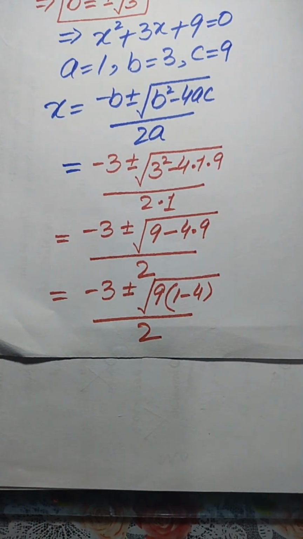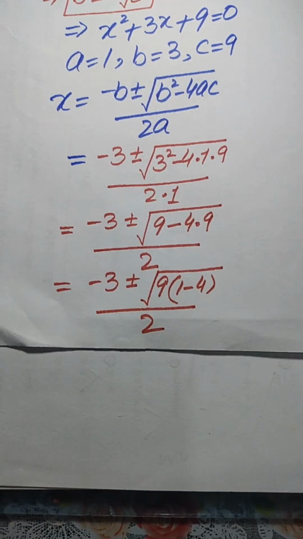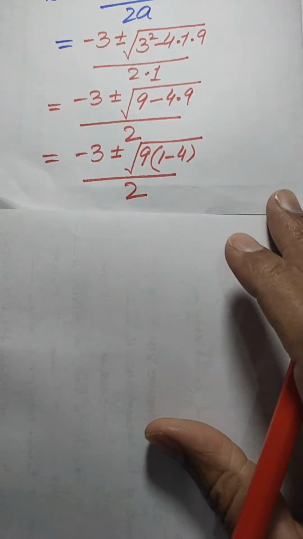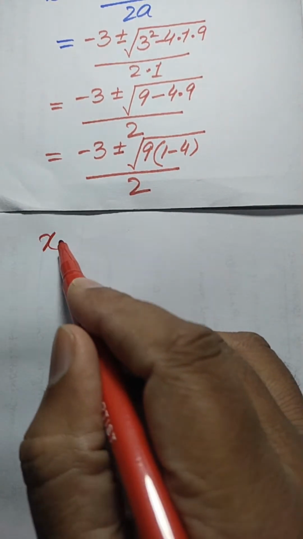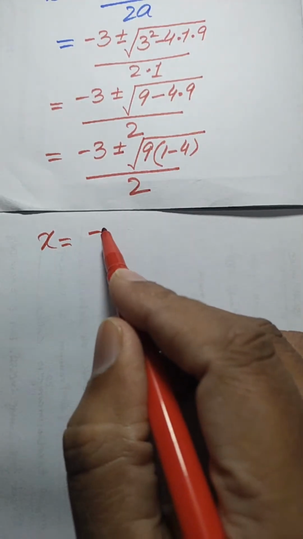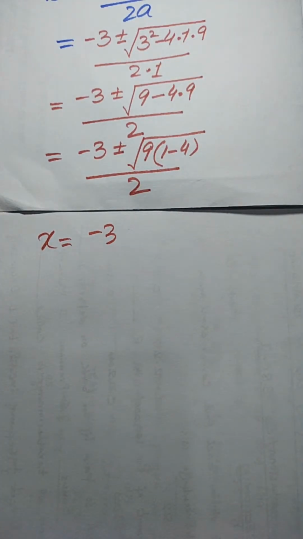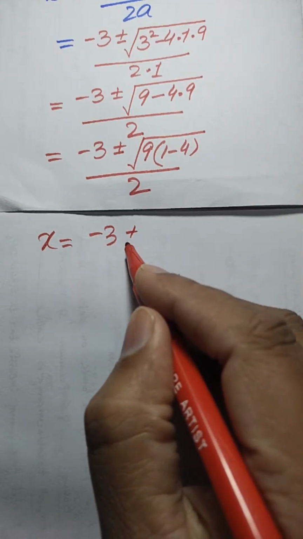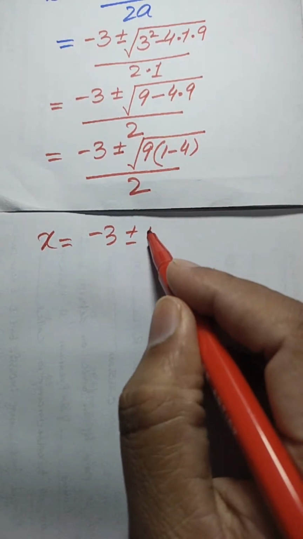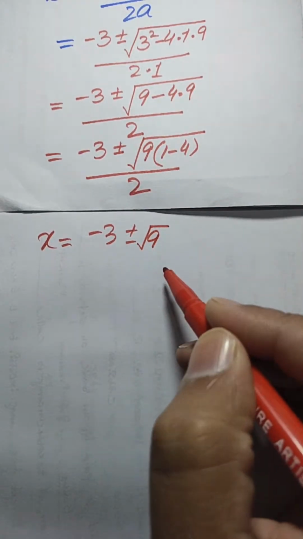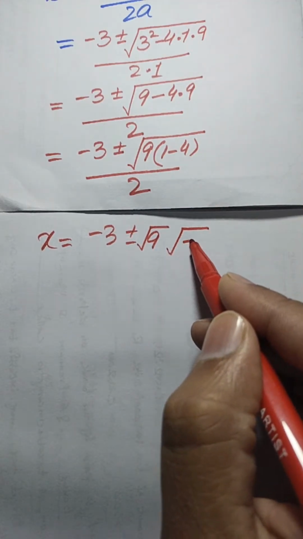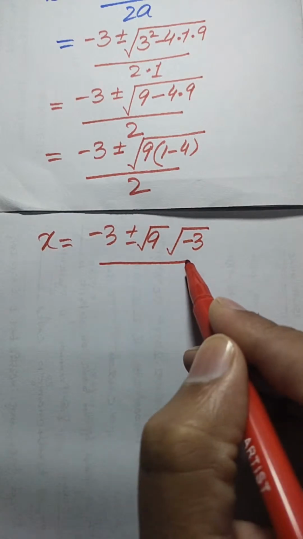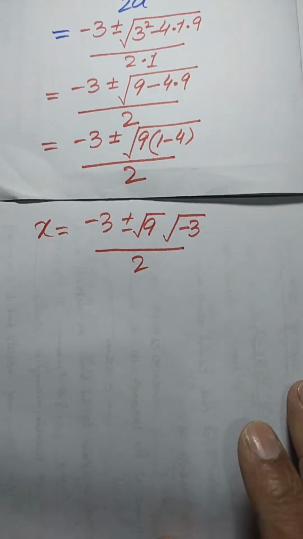So further in the next step here we need more simplifications, and you see here we have our x is equal to minus 3 plus minus, here we apply square root separately on both of these values, and this is square root of 9 into, we know that 1 minus 4 is equal to minus 3, and it is divided by 2.